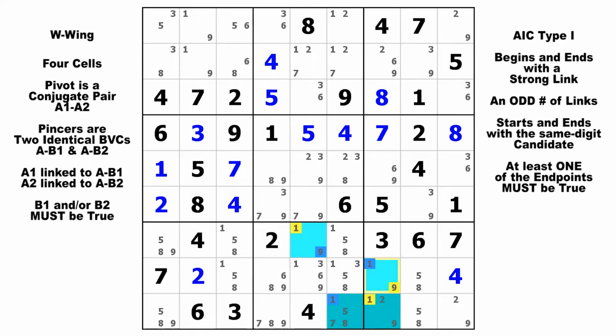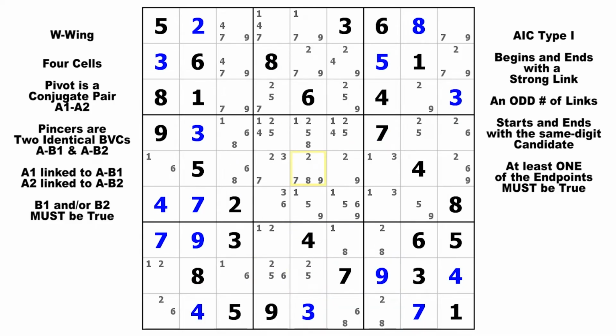So one of those two endpoint candidate 9s must be true, which means any 9 that can see both the blue and the yellow 9 will be false, and here there are only 2. These two 9s can see both of those 9s, and therefore they are false. All right, let's go to the next one.